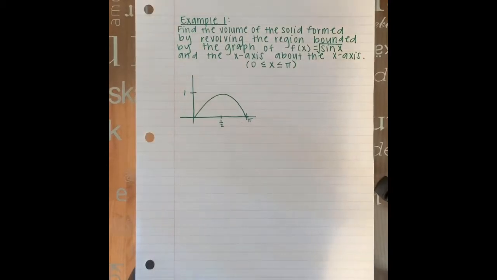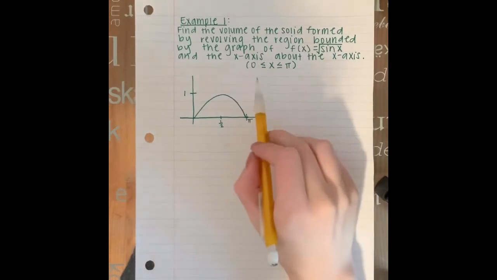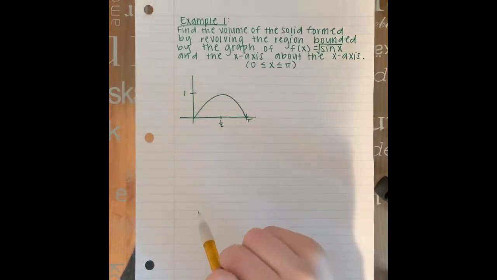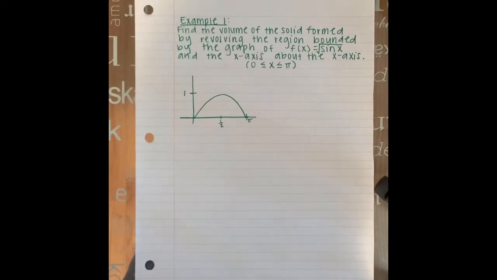Lesson 6.1, example 1 says, find the volume of the solid formed by revolving the region bounded by the graph of f of x equals square root sine x and the x-axis about the x-axis. And we're going from 0 to pi. All right, so we're revolving the region bounded by the graph of root sine x and the x-axis.